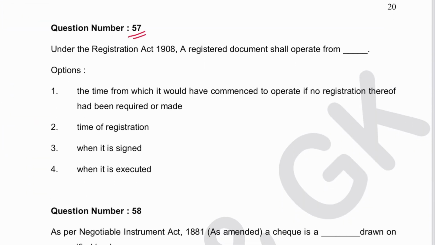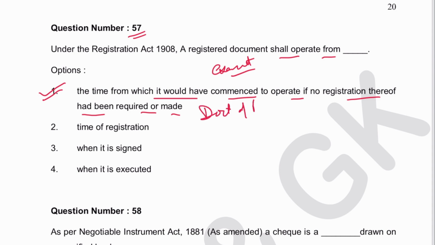Next 57. Under the Registration Act, a registered document shall operate from the time from which it would have commenced to operate if no registration thereof had been required or made. 1 is the answer. Time of registration, it is from the time of execution. If you want to say simply, from the date of execution. This is called the doctrine of relation back. Okay, it relates back to the time of execution. And the section is 47 of the Registration Act.